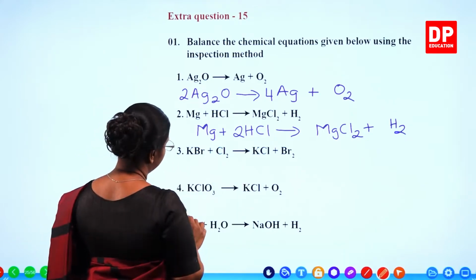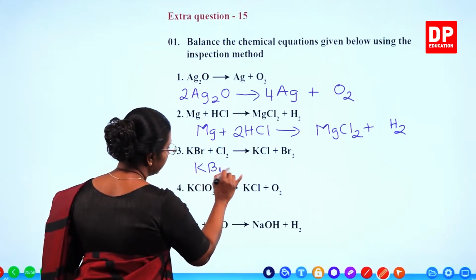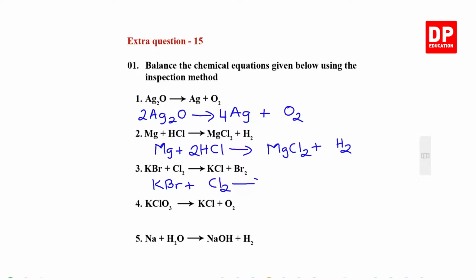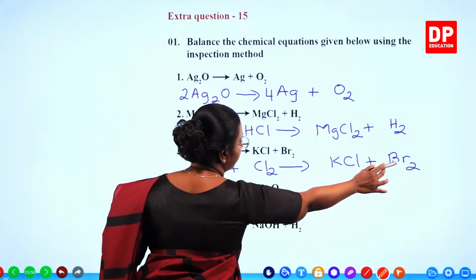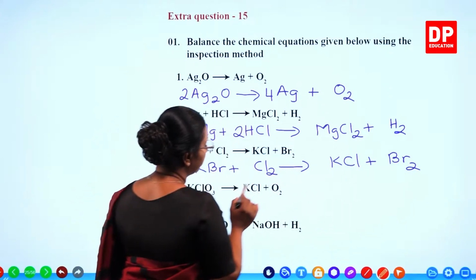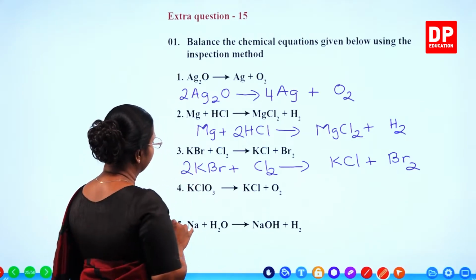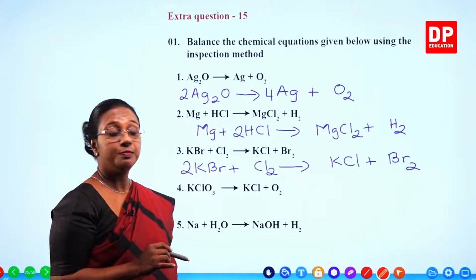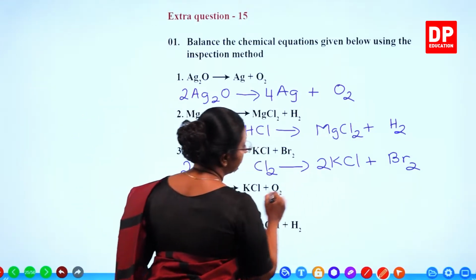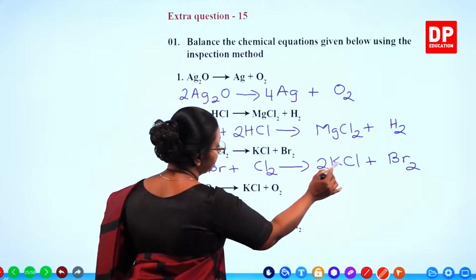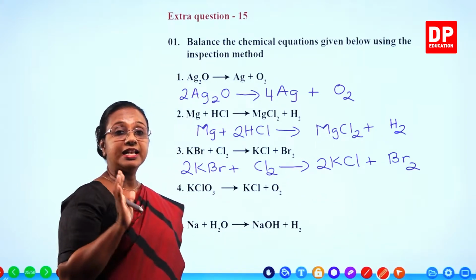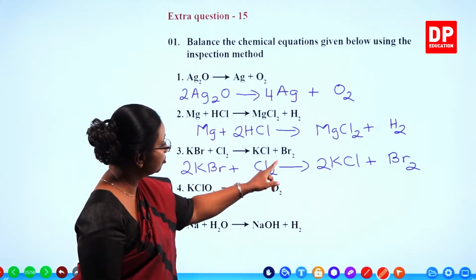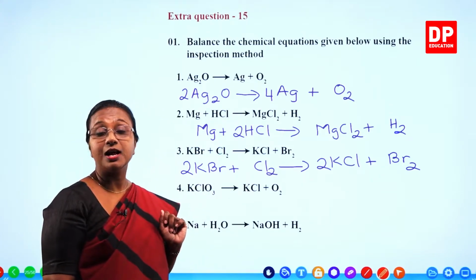Then the next one, KBr, potassium bromide with chlorine gives rise to potassium chloride and bromine. So look at the reaction. KBr plus Cl2 gives rise to KCl plus Br2. Now we have one bromine here, two bromine there, two chlorine here, one chlorine here. So we need to put a 2 in front of KBr. So you get 2 Br2. At the same time, if we put a 2 in front of KCl, 2 potassium, 2 bromine, and 2 chlorine, 2 chlorines. So that is balanced. 2 KBr plus Cl2 gives rise to 2 KCl plus Br2.